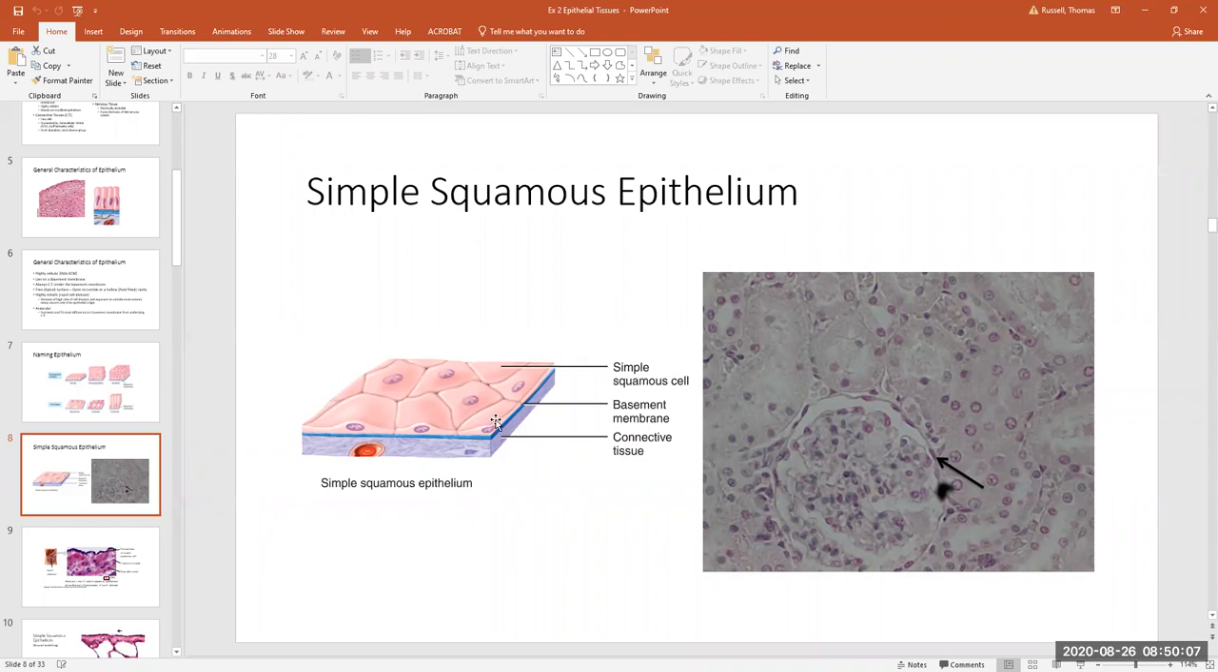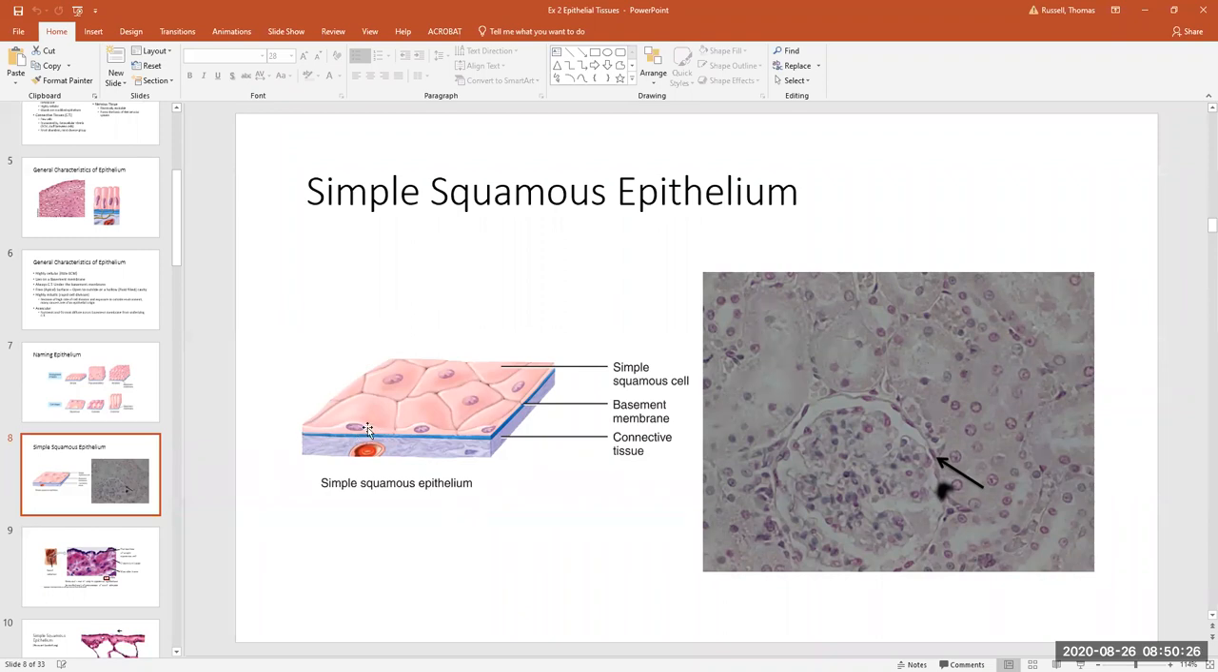So here's the epithelium. You look at it kind of from a top view, the cells are kind of broad, but from the side view, they're flattened out. So I always like to tell students, from the top view, it's like a pizza box. A pizza box is broad, but if you look at a pizza box from the side, it's skinny.